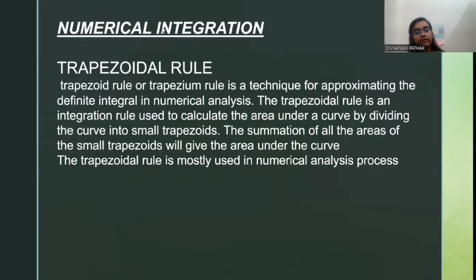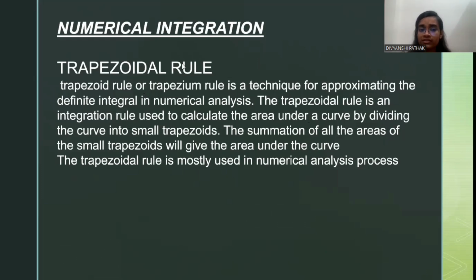Now numerical integration. In numerical integration, we will learn basically two rules. First is trapezoidal rule and second is Simpson rule. Simpson rule is also further divided into two rules, Simpson 1/3 and Simpson 3/8 rule. Okay, we can derive trapezoidal rule with the help of Lagrange and Newton divided difference formula as well.